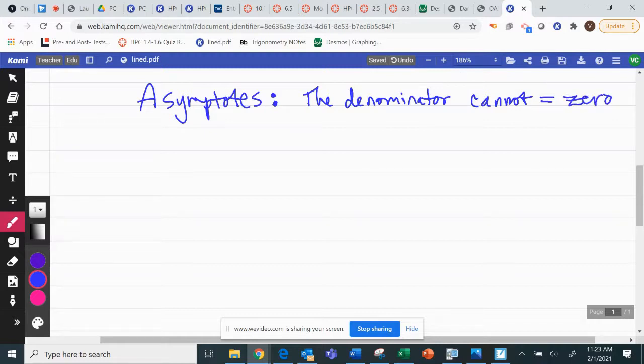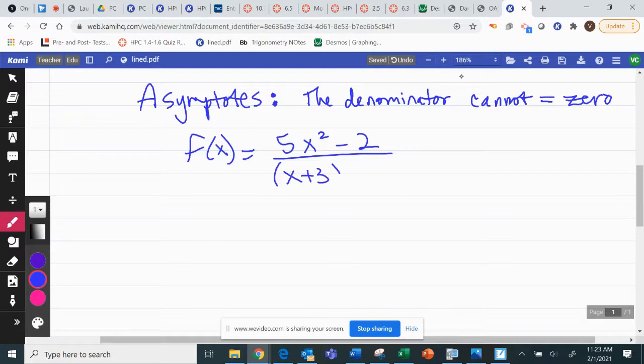So here's one major way that we can find asymptotes: the denominator cannot equal 0. So if I have f of x, and I'm making this up, (5x squared minus 2) over (x plus 3)(x minus 9), where could we possibly have an asymptote? The denominator cannot equal 0.